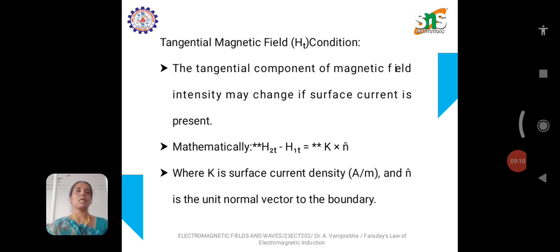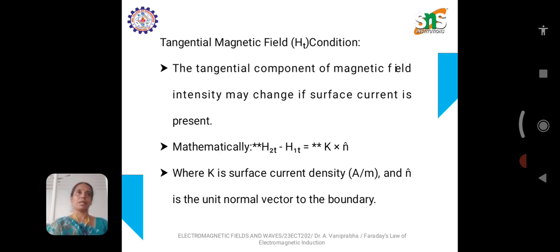So the next is the magnetic component, the tangential magnetic field. It is represented as HT1. The tangential component of magnetic field changes based on the surface current. Surface current is represented here as K. So mathematically, HT1 minus HT2 is equal to the surface current K, in the direction of the unit vector, where K is the surface current density in ampere per meter, and n is the unit normal vector to the boundary.